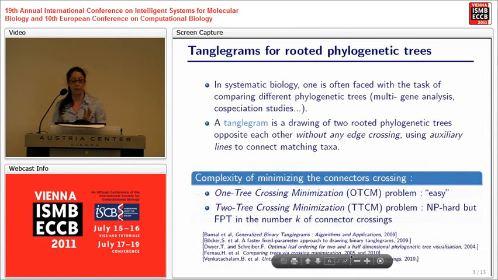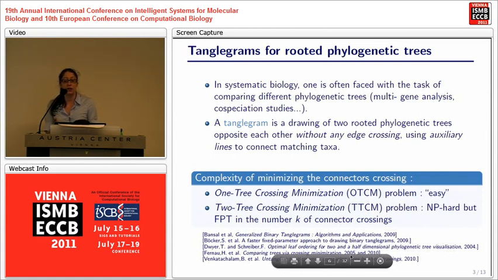This problem is an easy problem, so it can be solved in polynomial time if one layout is fixed. But if both trees can vary, that in this case is an MPR problem, and there are some heuristics that work pretty well for some cases. So what we want to do here is to give a definition for Tanglegrams for reticulogenetic networks and give the first algorithm for doing that.